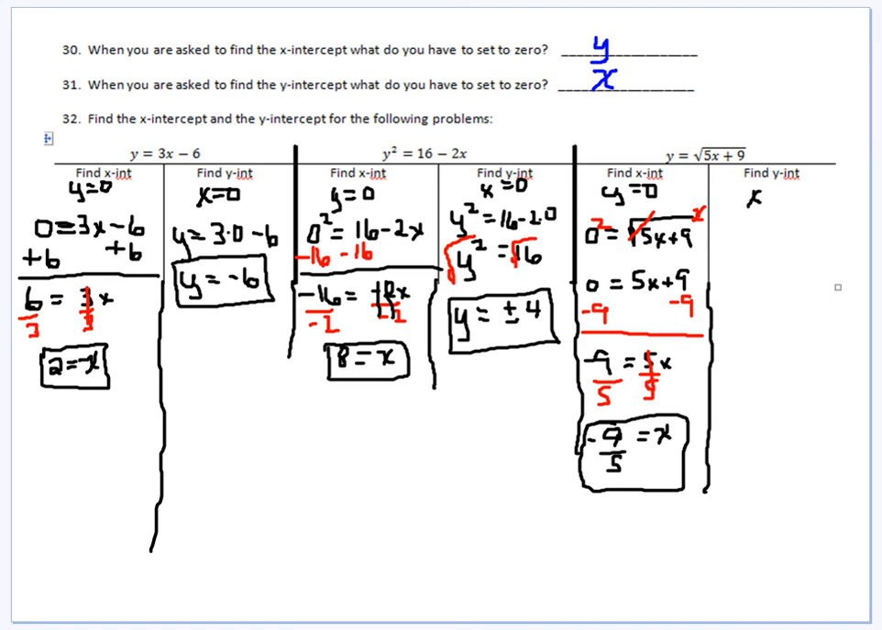And the last one, let's let x equal 0. So we have y equals the square root of 5 times 0 plus 9. Well, 5 times 0 is still 0, so now we have 0 plus 9 inside there. And the square root of 9 is plus and minus 3.